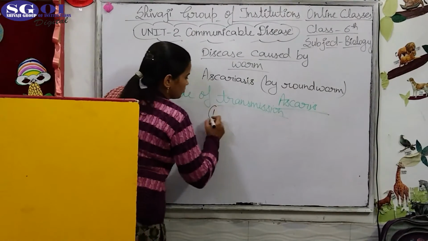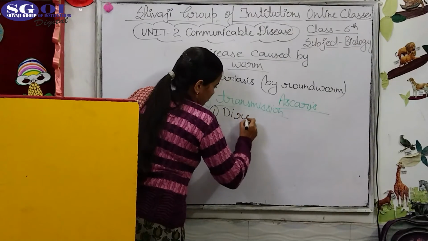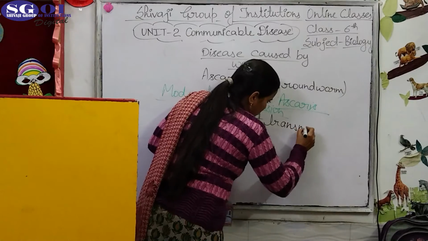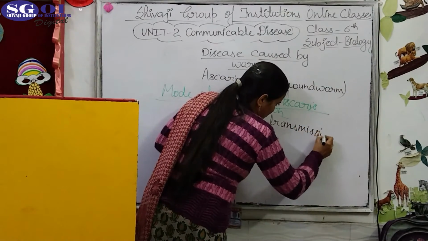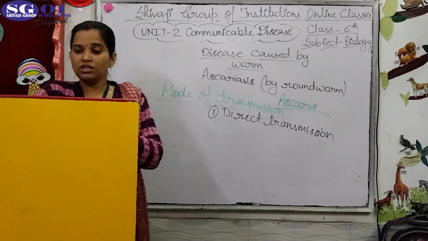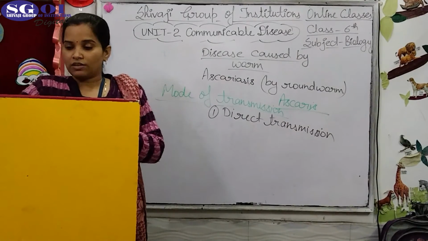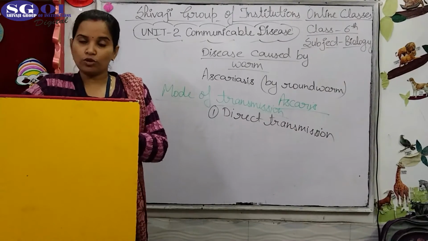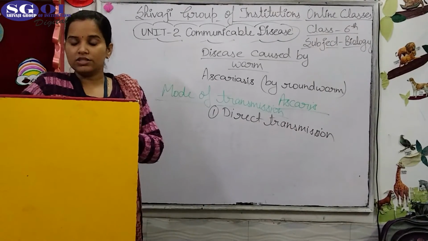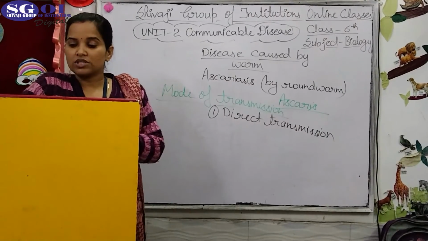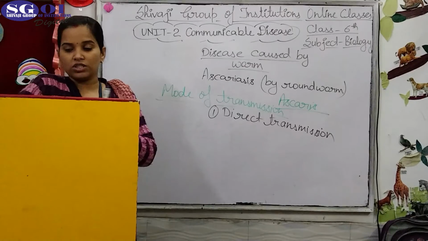So first is direct transmission. Direct transmission means the direct contact. When the infection may be transmitted by the direct contact from skin to skin, the diseases transmitted by direct contact include leprosy, skin disease, eye infection.